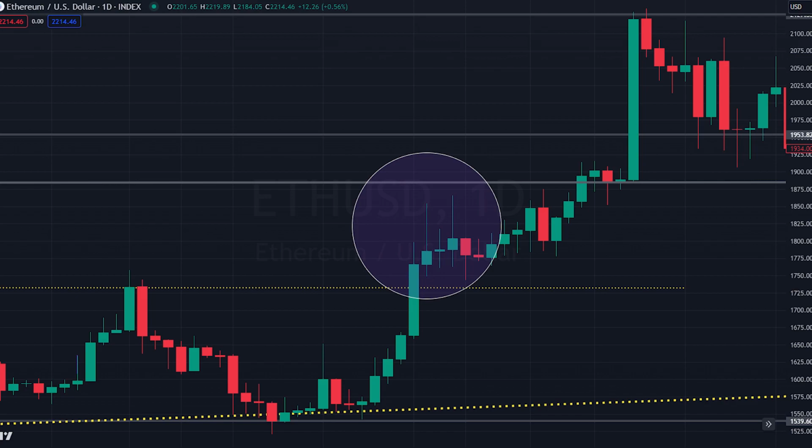Now, be careful of what's called a reverse rejection. It's when you get long wicks that approach an area of support and resistance, but the wicks do not penetrate that zone. This shows that the buyers and sellers are losing their steam and price might not bounce off of that area, but could continue to push through it.